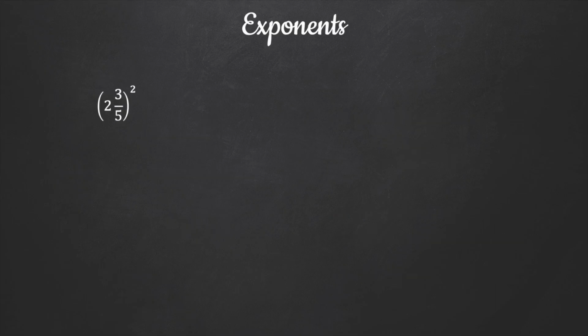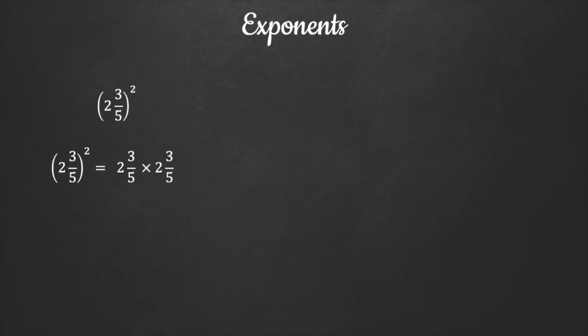Here we have another example, which is 2 3/5 to the power of 2. Or we could read this as 2 3/5 squared. The first thing we want to do is write this as repeated multiplication. So that means that 2 3/5 squared is equal to 2 3/5 times 2 3/5. The next thing we want to do is take our mixed numbers and write them as improper fractions.